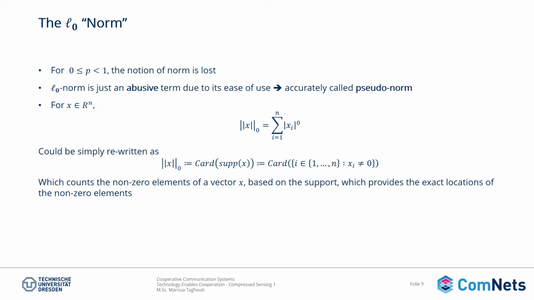So overall, this L0 representation would be nothing other than the support of a vector. The support of a vector, sorry, not the number, gives the locations of the non-zero elements within a vector. So if we calculate the cardinality of all these positions, we end up with the number of non-zero elements of the vector. And this is done based on the support, which gives the exact location of non-zero elements. And you can see that it's quite different from the other norms that we have discussed.